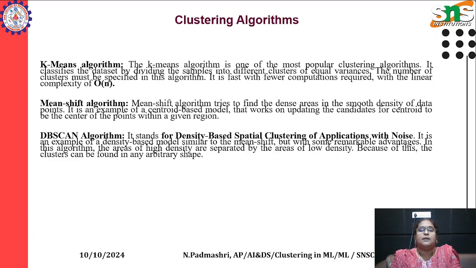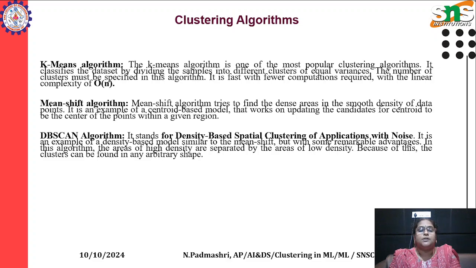K-means clustering, as I already explained in my previous video, divides the data into K clusters. When K is equal to 5, we are going to divide into 5 clusters. This is the most popular technique used in machine learning. It classifies the data set by dividing the samples into different clusters, and the number of clusters is specified, as I said, K equal to 5, in the algorithm itself. It is very fast with fewer computations required. The complexity is order of n.